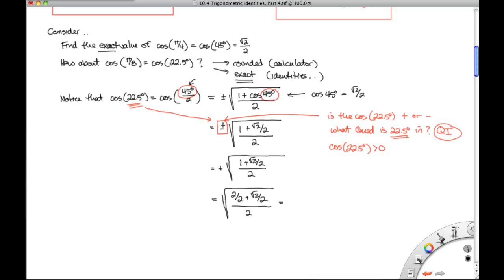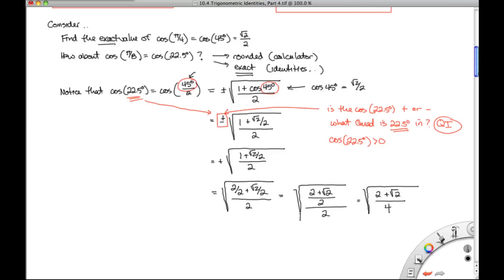So we add these two terms in the numerator together, and we get 2 plus the square root of 2 divided by 2, and all of this is all over 2. So we're taking a fraction and dividing that by 2. What we get here is 2 plus the square root of 2. Divided by 2 is the same as multiplying by a half, so that's going to be all over 4.